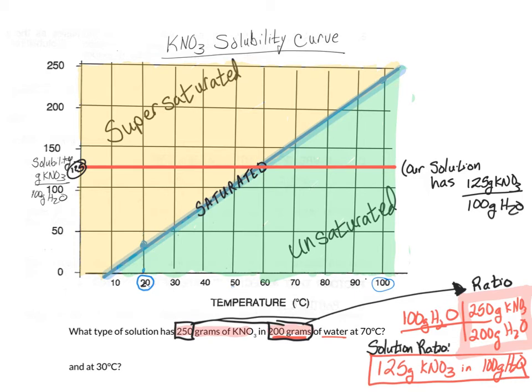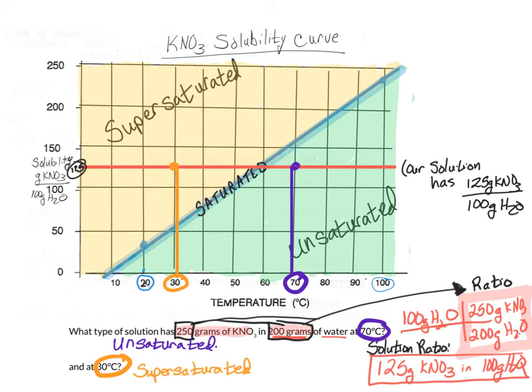We're going to go to the 70 degree line, go up to the point where we have 125, and of course in this case you'll see that it is unsaturated. Now you can try that for the 30 degrees Celsius one and see what you get. Again, the numbers will be the same, but I want you to get the idea of how to do the math. And again, we're going to have 125 grams of KNO3 in 100 grams of water. That is the same as 250 grams of KNO3 in 200 grams of water. We go to the 30 degree line, we go up to 125, and you will see, of course, that that is in the supersaturated region. So that is a supersaturated solution at 30 degrees Celsius.